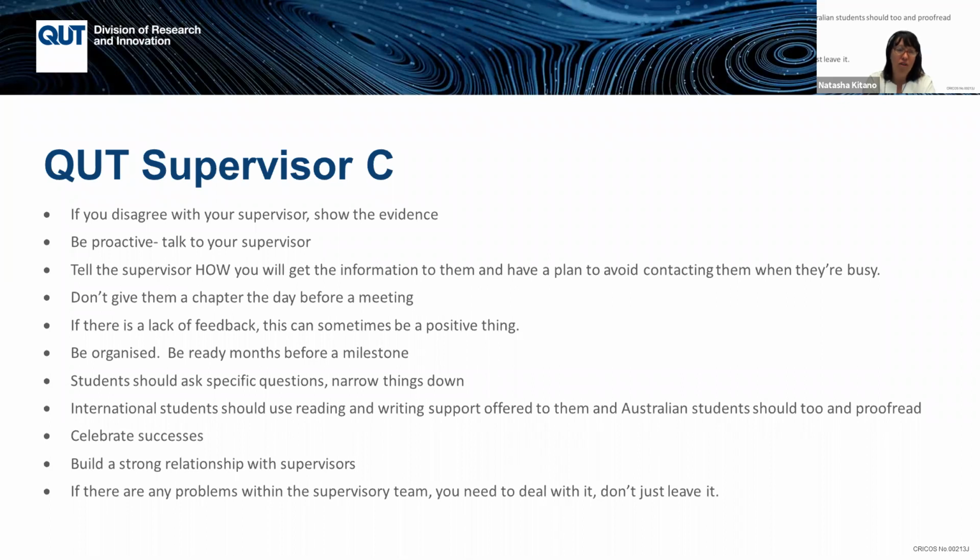Students should ask specific questions and narrow things down. International students should use reading and writing support offered to them, and Australian students should too, and please proofread. Something else this supervisor recommends is to celebrate your successes. Build a strong relationship with your supervisors, and if there are any problems with the supervisory team, you need to deal with it. Please don't just leave it, okay?